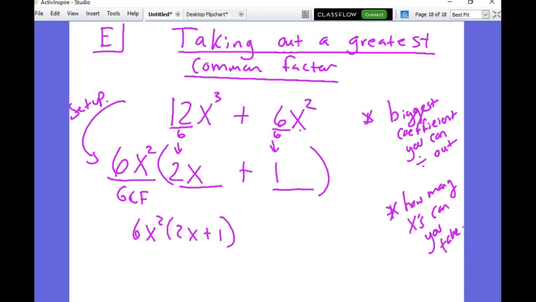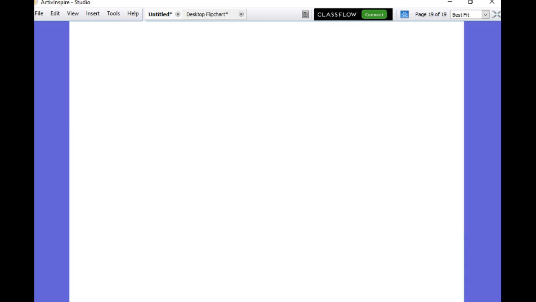That's right. Let's do another one. You guys need a few examples to get the idea here, I think. So, negative 8x to the 4th minus 2x. Okay, so step 1 is what? Set it up.